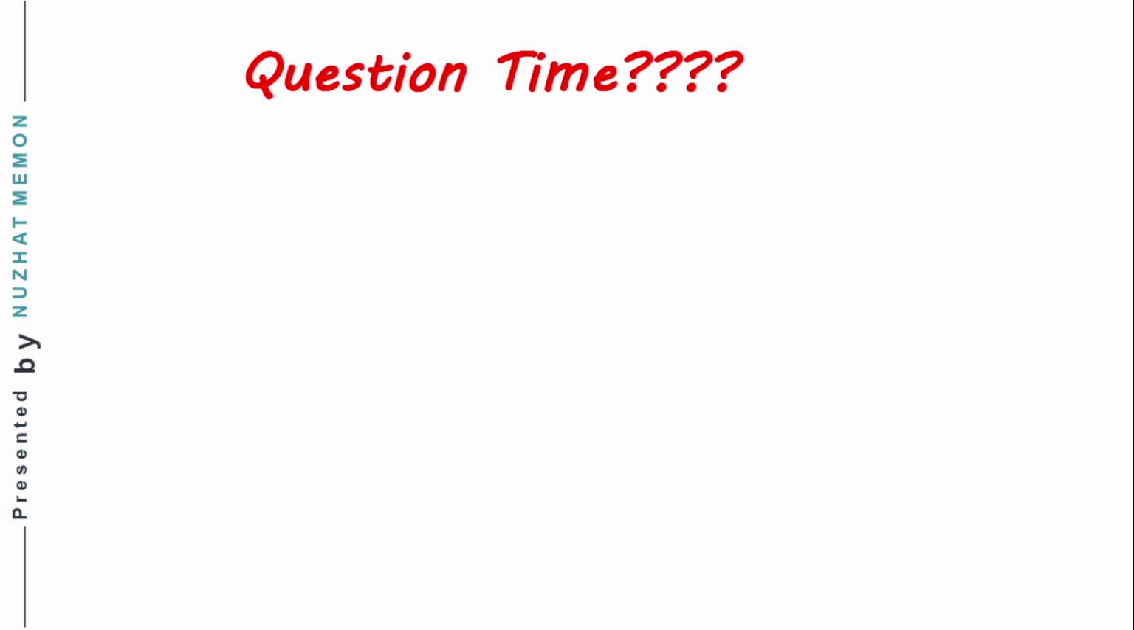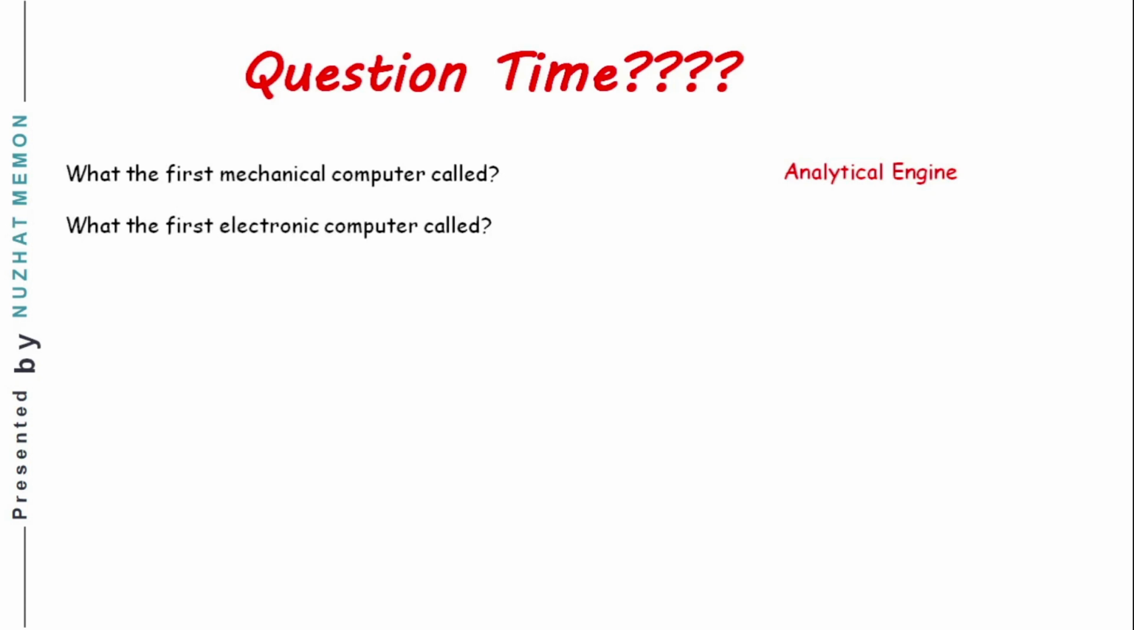Now let's see some questions. As we have done the topics of generation of computers based on hardware, we will see some questions here. So here's our first question: what is the first mechanical computer called? The mechanical computer is the analytical engine. Then what is the first electronic computer called? The first electronic computer is ENIAC. Don't get confused between mechanical computer and electronic computer. Mechanical computer is for analytical engine and electronic computer is for ENIAC.